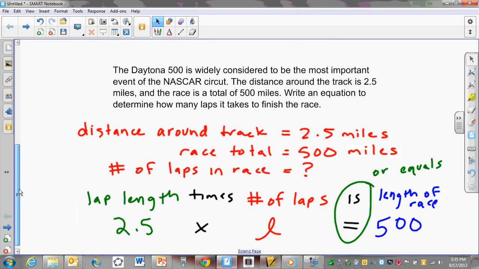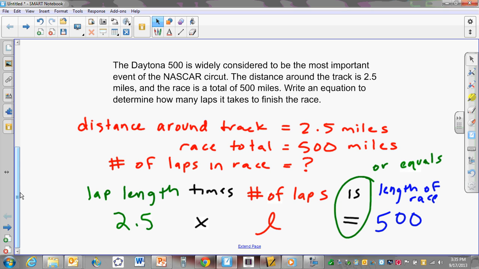So our word problem says, the Daytona 500 is widely considered to be the most important event of the NASCAR circuit. The distance around the track is 2.5 miles, and the race is a total of 500 miles. Write an equation to determine how many laps it takes to finish the race. We need to write down what we know from this word problem. The distance around the track is 2.5 miles, and the race total is 500 miles. The number of laps in the race, that is what we are trying to find out. In this case, they only want us to write the equation. They don't want us to solve.